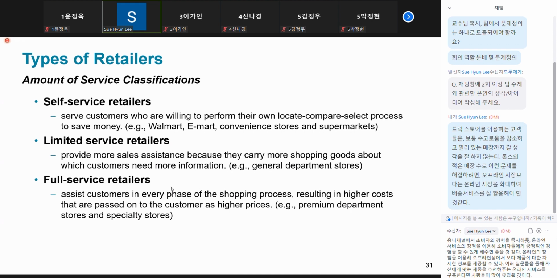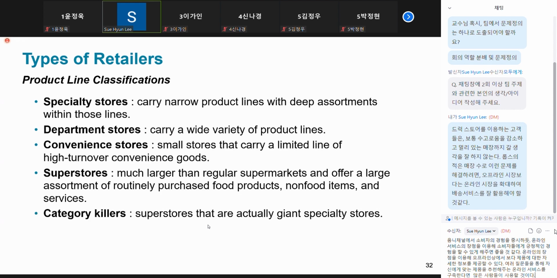Okay, full service retailers. They include high-end specialty stores and first-class department stores. Salespeople assist customers in every phase of the shopping process. A very luxury premium department store or specialty store can be an example for this. Let's see more examples. Maybe it's very difficult to understand some differences between them, but these are just basic categories of product line classification. I'll try to explain more clearly.